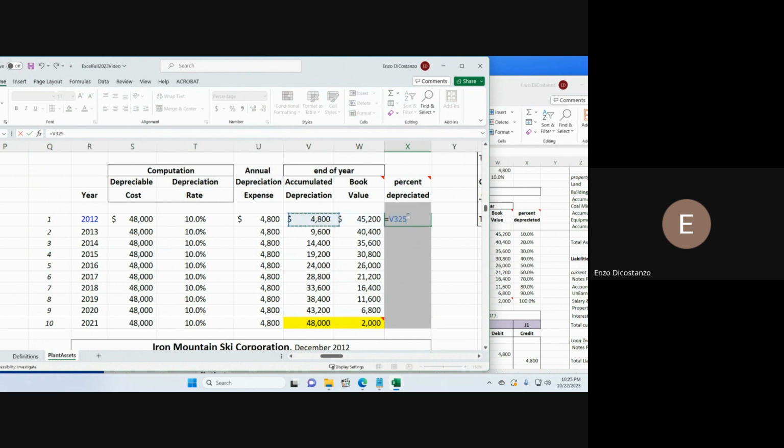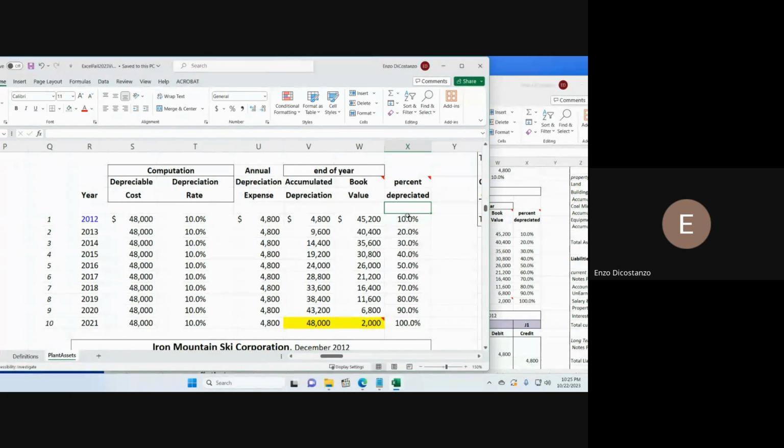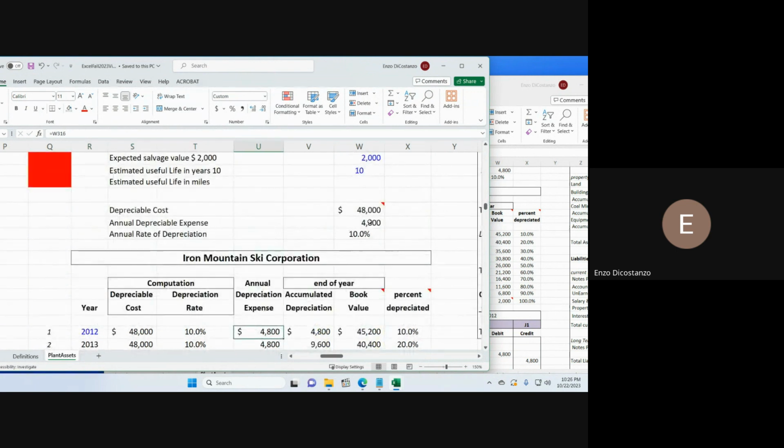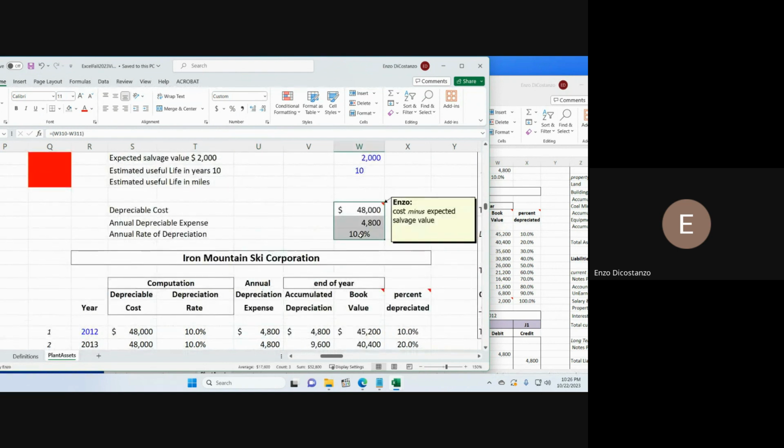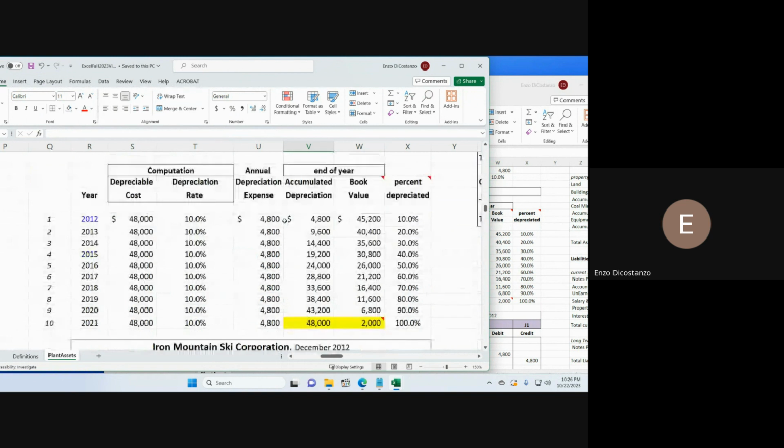And the percent depreciated is just, for the straight line, you can just go all the way down until you get to 100%. So here, the tougher formulas, these are all just referrals to other cells, right? This is just the 48 from up here that we figured out, the 10% from up here, it's just these three, put in a table.